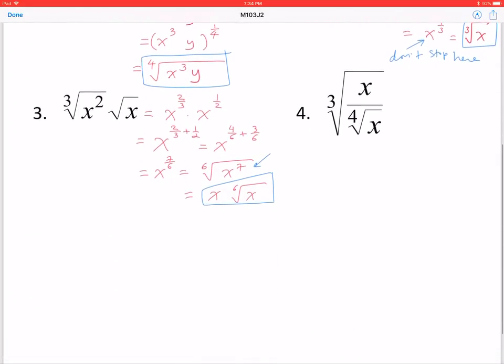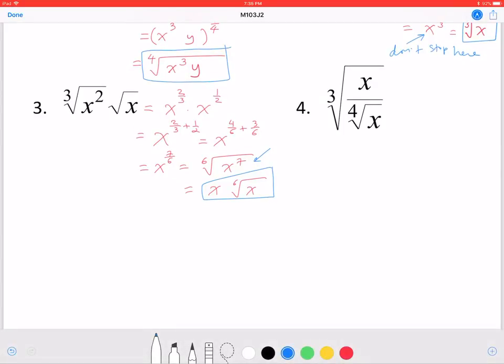The last problem is probably the messiest one. We may need a lot of space. Again, let me rewrite this as the whole thing to the 1/3 power, since we have a big cube root. Let me rewrite what's in the parentheses, the radicand of the big radical. That is going to be x, well, I don't need the 1, but I'll write it here, to the first power, times x to the 1/4 power, and the whole thing is to the 1/3 power.